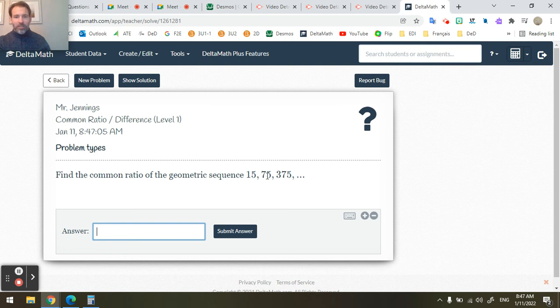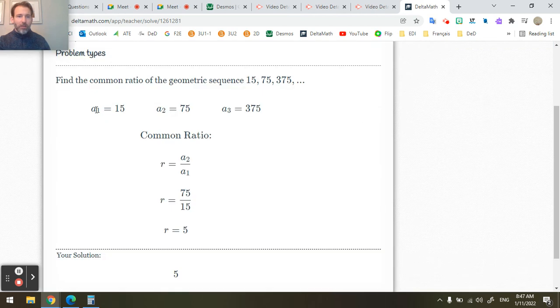And you want to check it. 75 times 5 is indeed 375. So you submit the answer, you say yes, and hooray! And then it shows you what to do. See? A2 divided by A1. So they're numbering their terms A1, A2, A3. I do T1, T2, T3. Whatever, it's just a different letter. Don't let that confuse you. It's just letters. Letters are arbitrary.